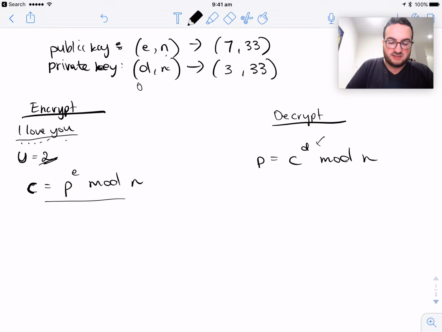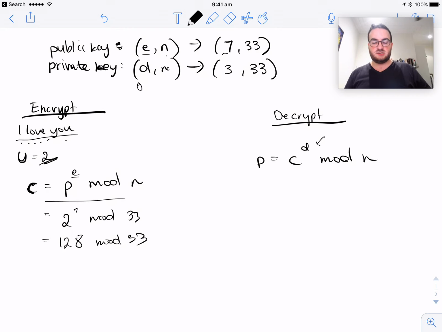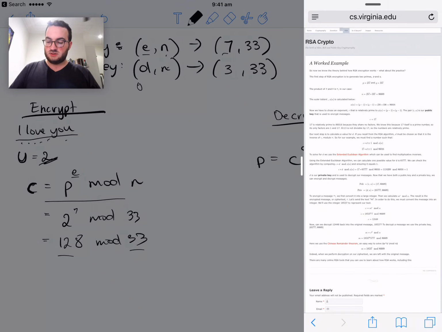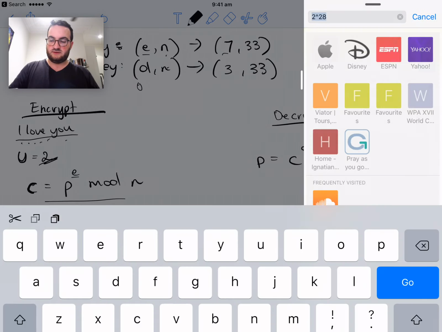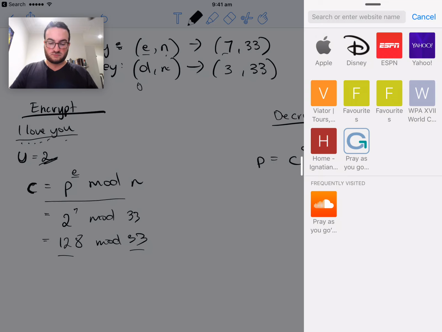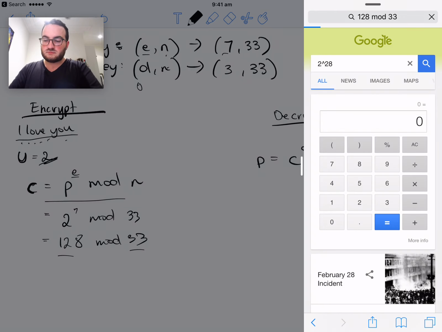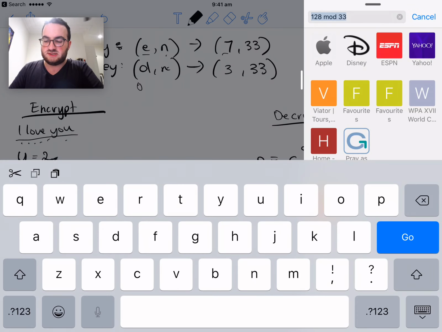Let's say I have 2, that's my plaintext. Let me encrypt it. The plaintext is 2. I want to raise it to the power of E, which I know from this example is 7. Mod it by 33. It's pretty easy, I can do this in my head. That's 128 mod 33. What mod means is just divide 128 by 33 and then figure out what the remainder is. If you're not too familiar, you can just go to Google and type this in. You can just do 128 mod 33.